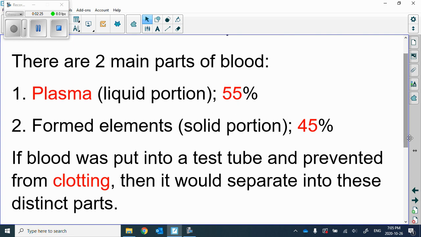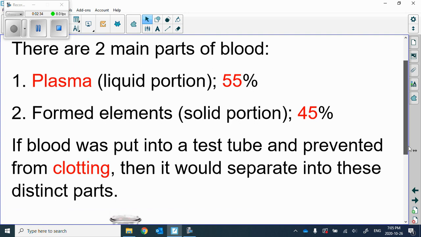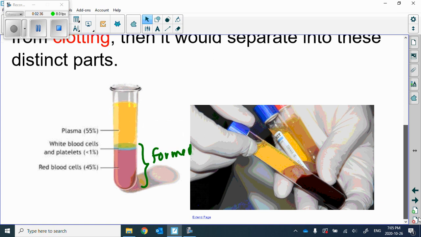Okay, so again, you're filling in your notes on page 4, and the red highlights are what you're filling in your blanks. I'm just going to scroll down and show you a picture. So on the left-hand side here, we've got a picture of blood in a test tube. And the yellow part on the top, that's your plasma. Then we've got your white blood cells and your platelets, that's less than 1% of your blood. And then the red part on the bottom, those are your red blood cells. So the white blood cells, the platelets, and your red blood cells, those are your formed elements.